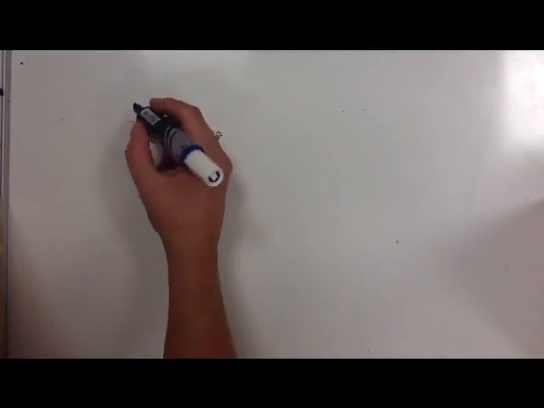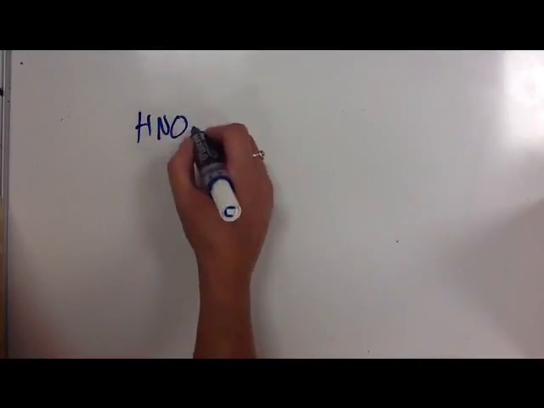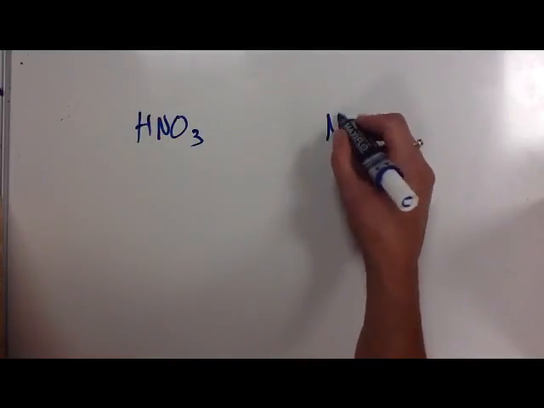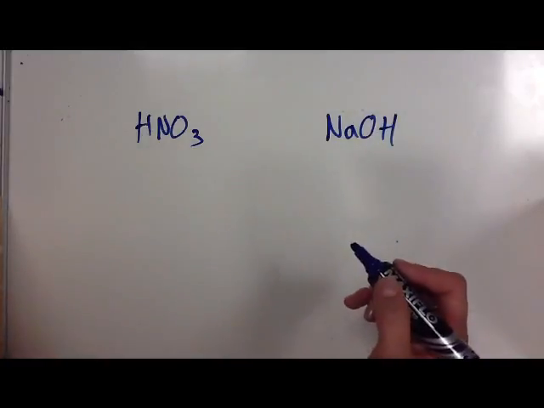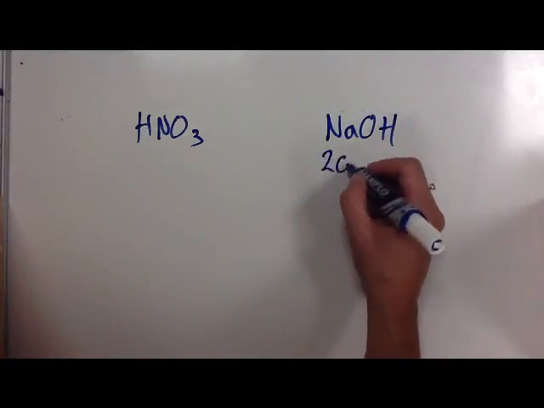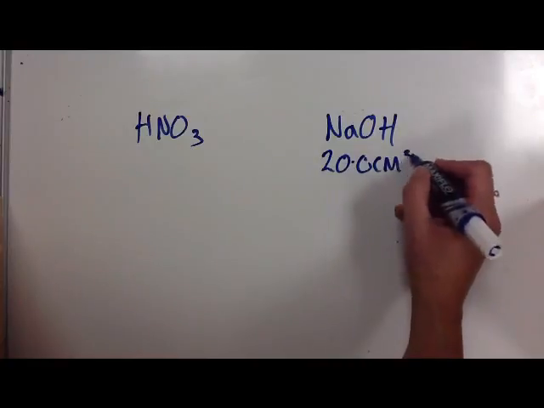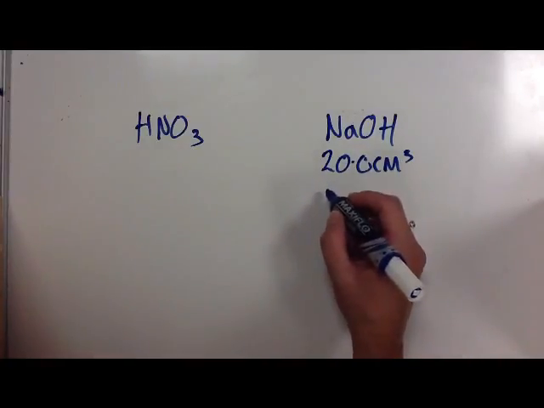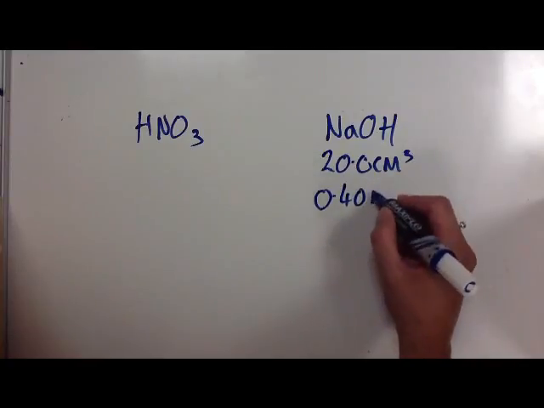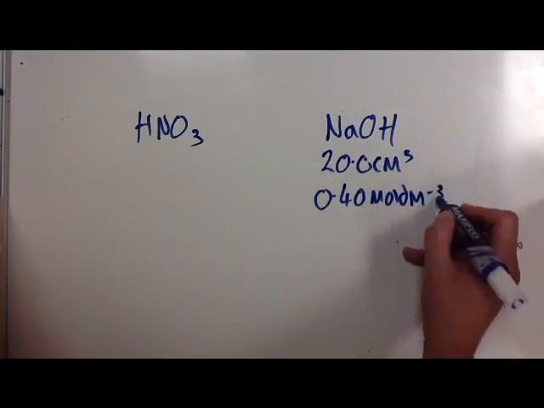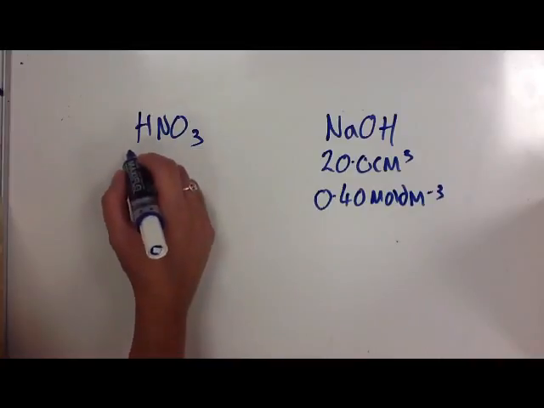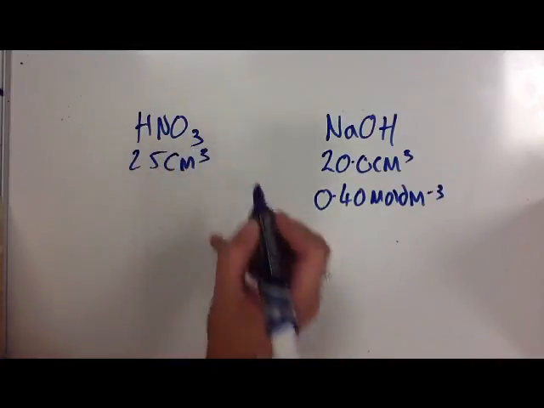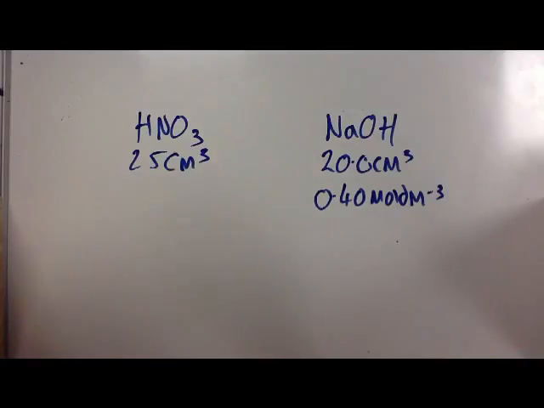The next thing then is to pick the information out and put it in the relevant place. I would recommend making 2 columns, one for your acid and one for your sodium hydroxide. The information given to us in the question is that we have 20 centimetres cubed of sodium hydroxide and it has a concentration of 0.40 moles per decimetres cubed. The nitric acid, we're told we have 25 centimetres cubed. By picking the information from the question and putting it into 2 separate columns, it should help you to organise your answer.